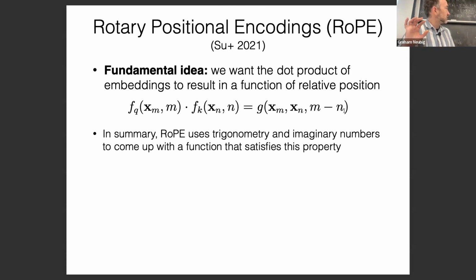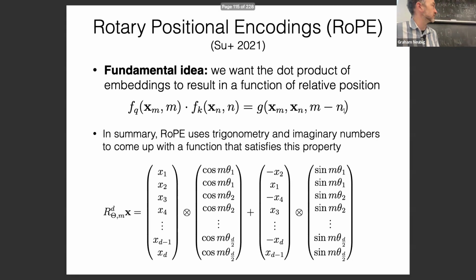ROPE is very involved, and I don't want to go through all of it in class because it would take a lot of time, and it's better to go through the materials that you can read. But in summary, it uses trigonometry and imaginary numbers to come up with a function that directly satisfies this property.